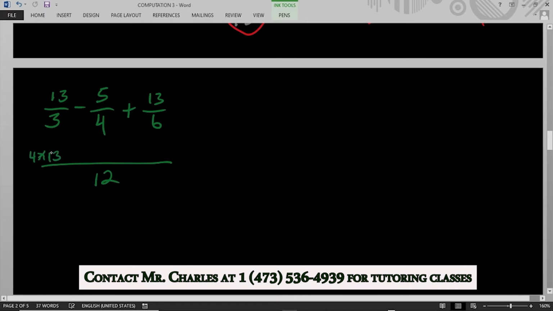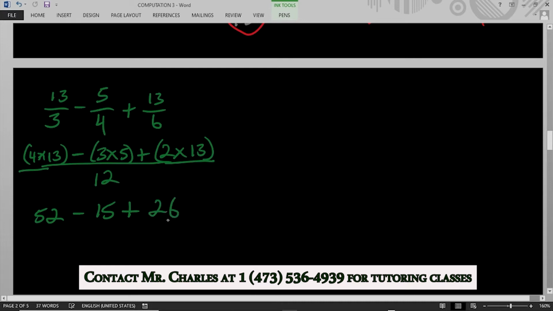So 3 into 12 is 4, and we say 4 times 13, 4 times the numerator, minus 4 into 12 is 3, and we say 3 times the numerator, 3 times 5, plus 6 into 12 is 2, and we say 2 times the numerator, which is 13, 2 times 13. And 4 times 13 is 52, so that's 52 minus 3 times 5 is 15, minus 15 plus 2 times 13 is 26, all over 12.